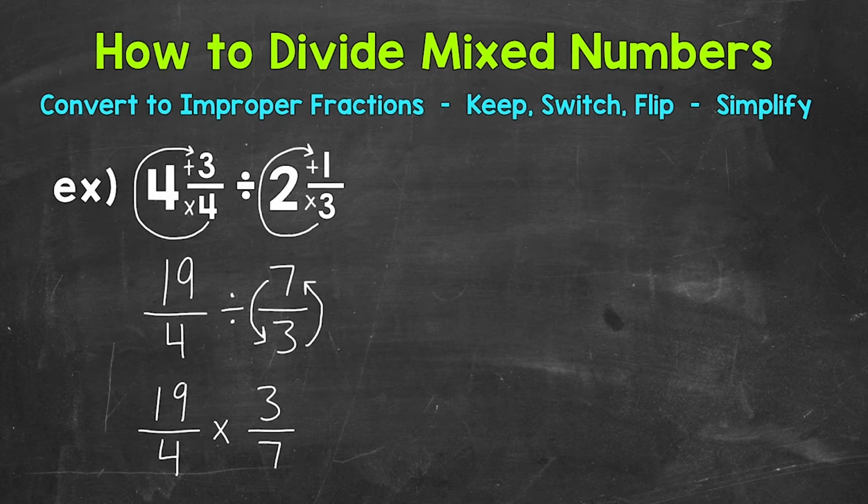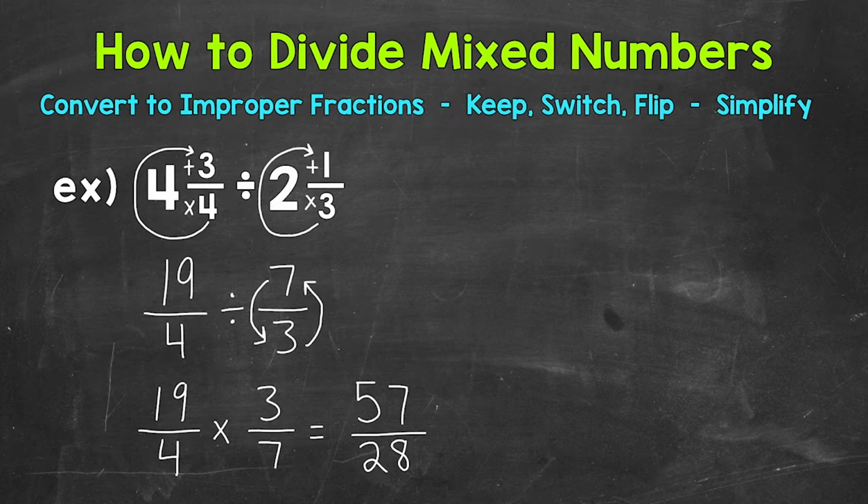Once we get to this point, we can multiply straight across. So numerator times numerator, and then denominator times denominator. Let's do the numerators first. So 19 times 3, that gives us 57. And then we have 4 times 7, which is 28. Now that's our answer as an improper fraction. We're going to convert it to a mixed number. So we need to do our numerator, 57, divided by our denominator, 28.